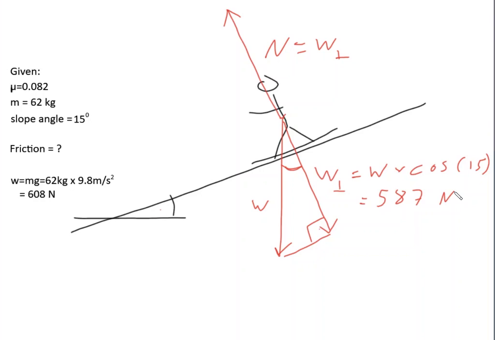And now we can calculate the friction. The friction is equal to the friction coefficient times normal force, and we have then 0.082 times 587 Newton, and this comes out to be 48 Newton.